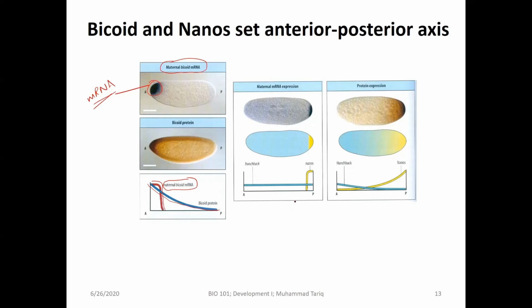Now, on the posterior side of the embryo, there is another maternal protein, which is called nanos. You see the nanos, from posterior to anterior, and you see the gradient of nanos. This is also a transcription factor. Now they do opposing functions, they play opposite roles.